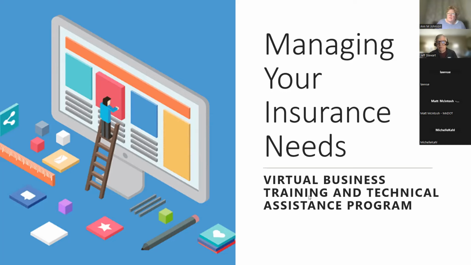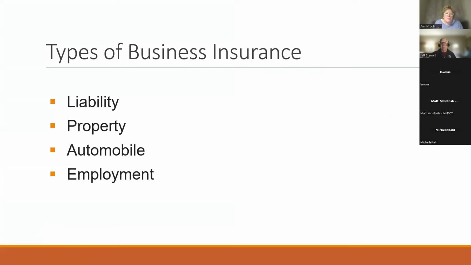So these are the kinds of insurance that we have personally, and for businesses, we need those kinds of insurances plus more. So the types of insurances we need for businesses: we have liability insurance, property insurance, automobile, and employment. And I'm going to give you one recommendation here that I really think that all businesses should have, and that is to get an insurance broker.